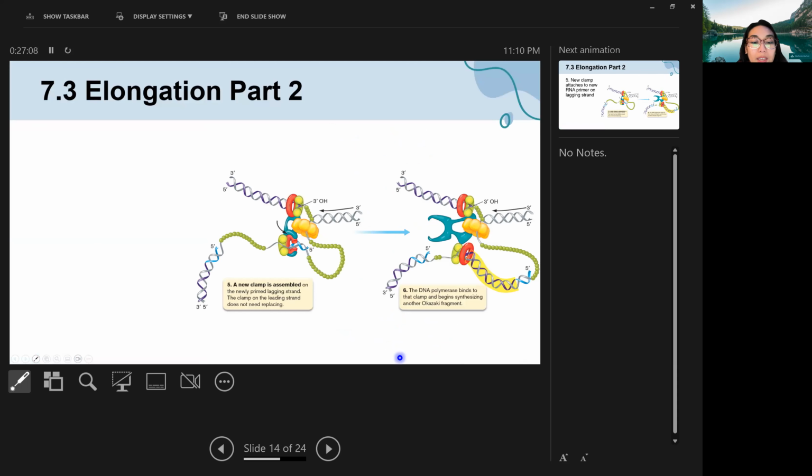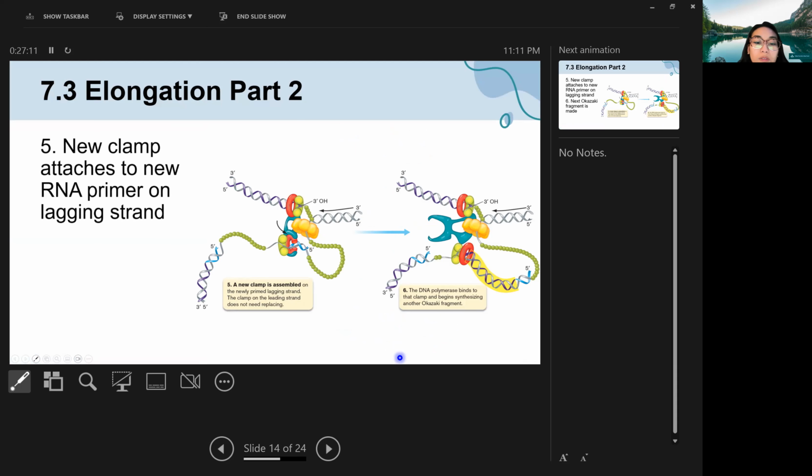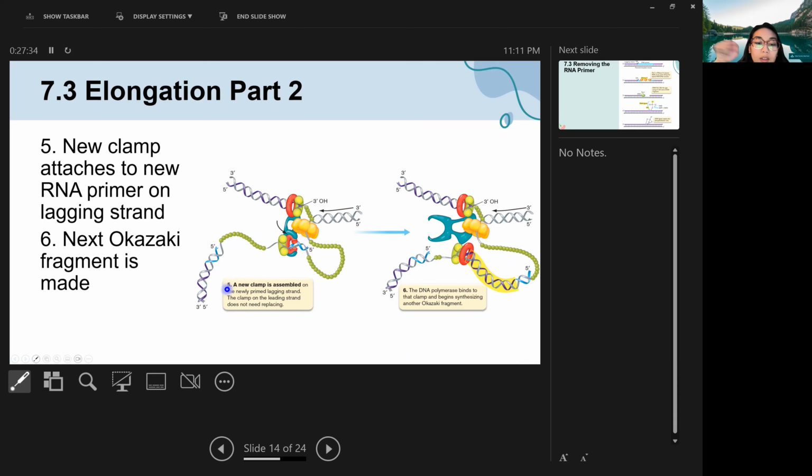And when it falls off, we have to reestablish the clamp. The clamp grabs another DNA polymerase, and it will attach to the new RNA primer. Remember how we just created a new RNA primer? Then the replication continues, it will stop over here, and the whole thing just repeats over and over again. The Okazaki fragments are made at about 1,000 base pairs at a time. So the clamp never really comes off. The clamp just receives a new DNA polymerase every time we create a new Okazaki fragment.